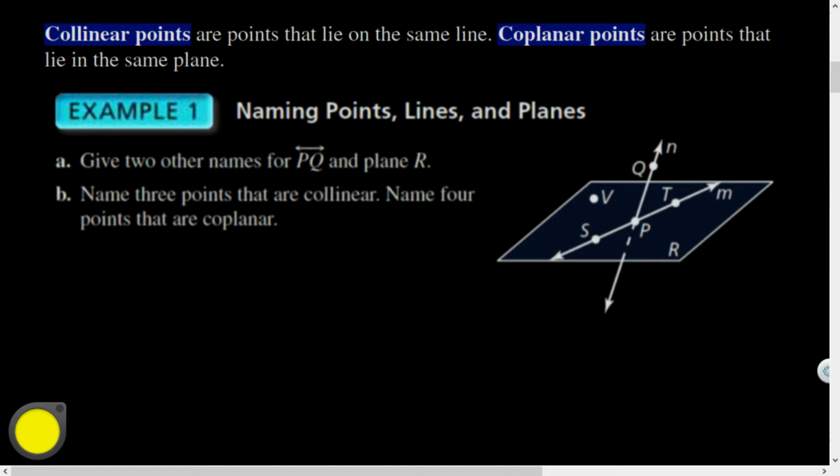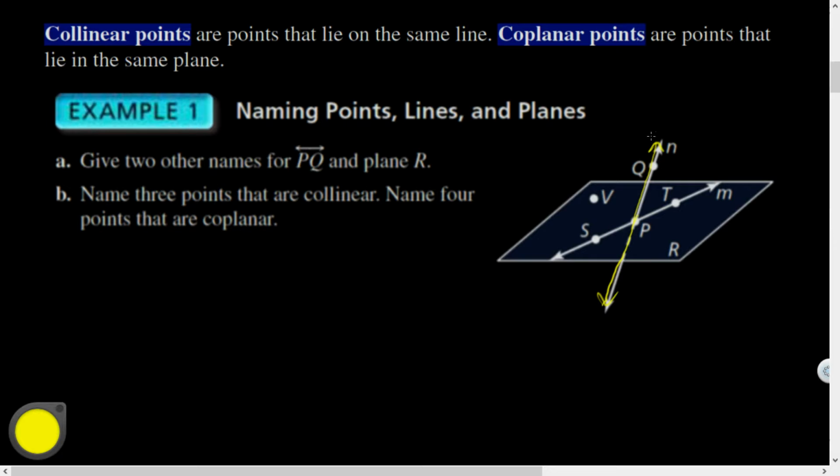Here we are. Example one, naming points, lines, and planes. Here's a diagram or a sketch. I can see a plane, I can see some lines, I see some points. It says give two other names for line PQ. So PQ is this line here, is what they're describing.